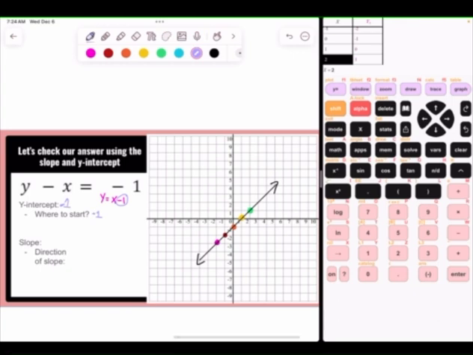So there, -1. So how do we start? Since it's -1, that means we go down 1. Y-intercept tells us to go down 1. And here we can see we did do that. Right here, we went down 1. This is our y-intercept.